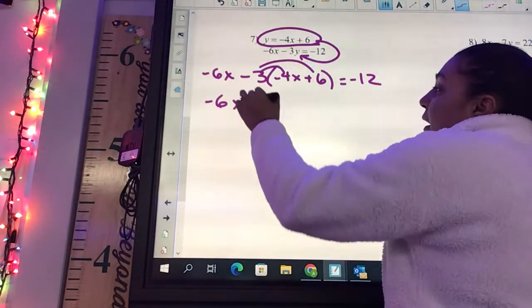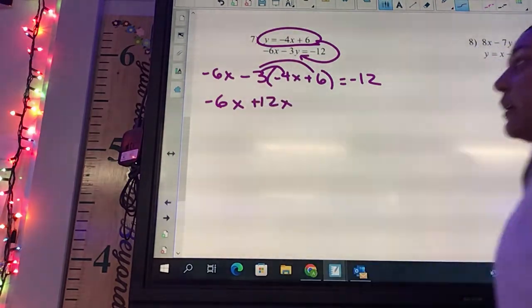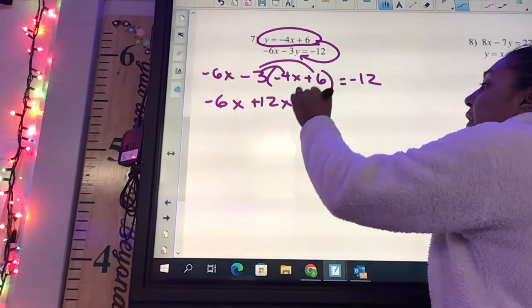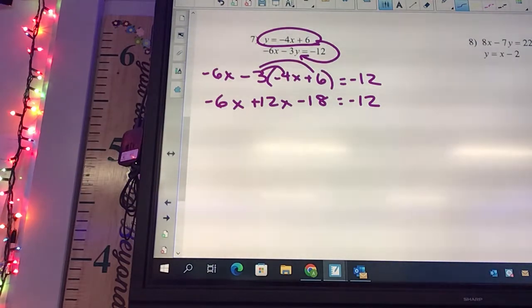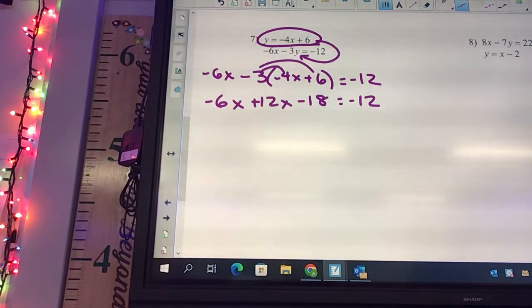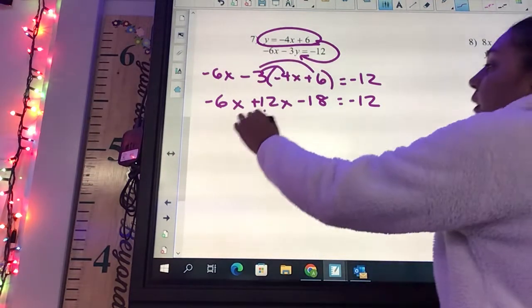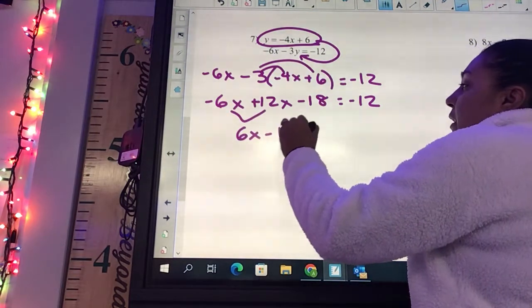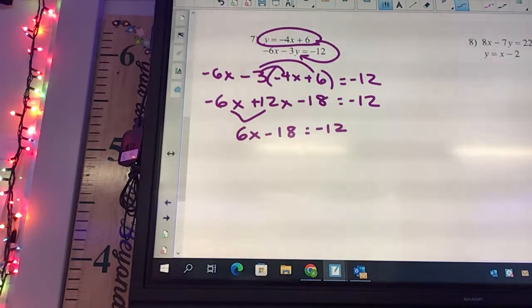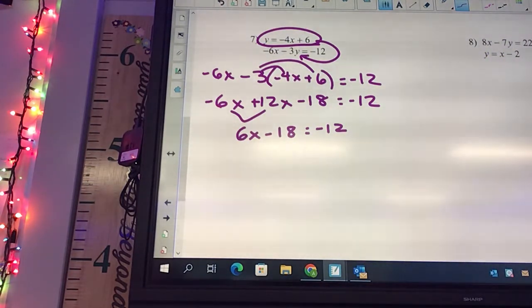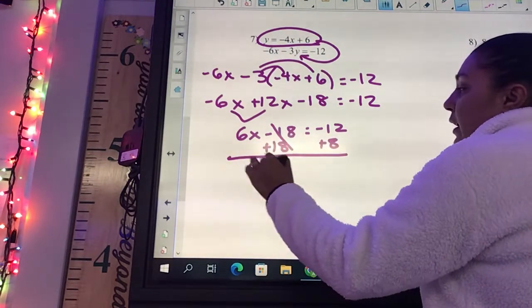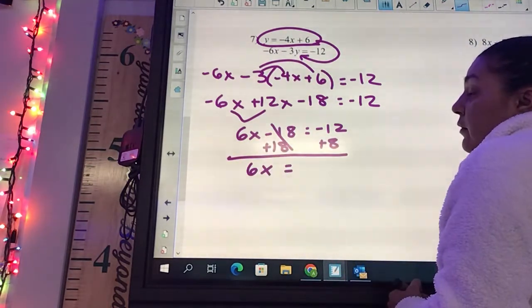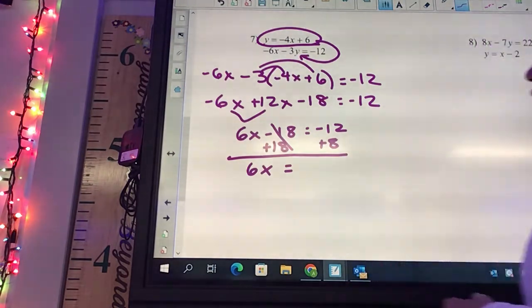Okay, -3 times -4 is gonna be positive 12x. -3 times 6 is gonna be -18 equals -12. Okay, and then we're gonna combine. Okay, so this is gonna give me 6x minus 18 equals -12. Okay, and then I'm gonna add 18 to both sides. So I got 6x equals 4. No. Something's wrong with mine.